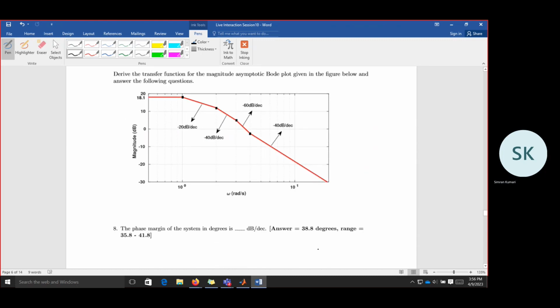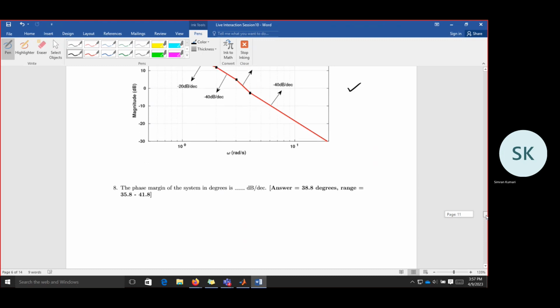Okay. So this is the next question. It says derive the transfer function of the magnitude asymptotic Bode plot. So this is an approximated plot, that is, from the actual Bode plot, and the transfer function has to be derived. Once the transfer function is derived, we need to find the phase margin of the system.